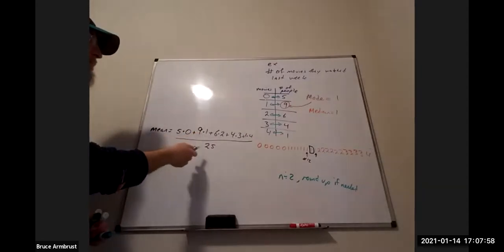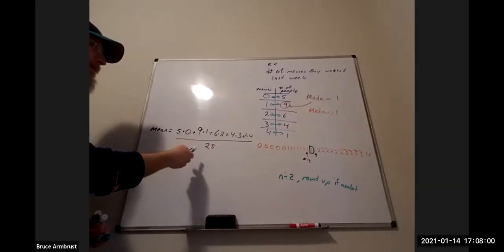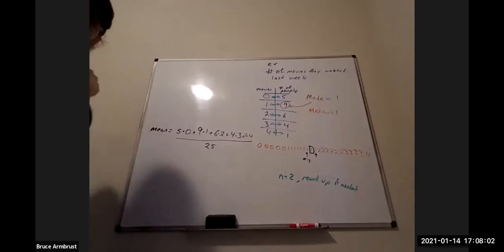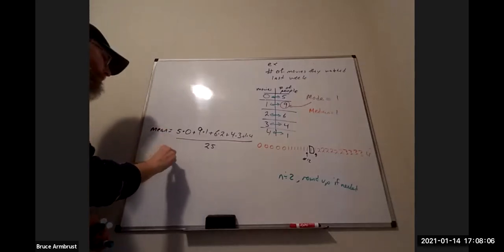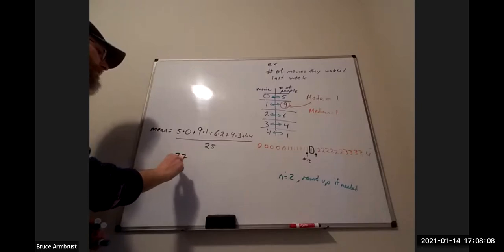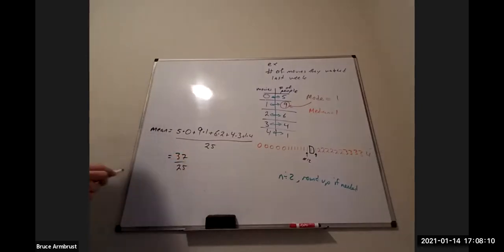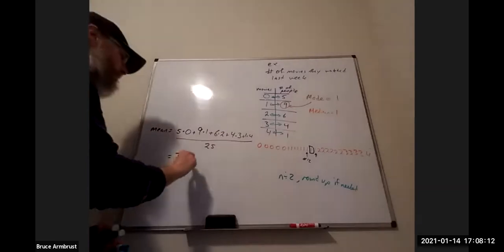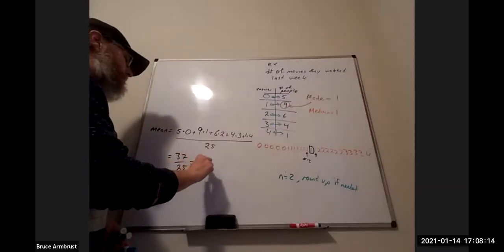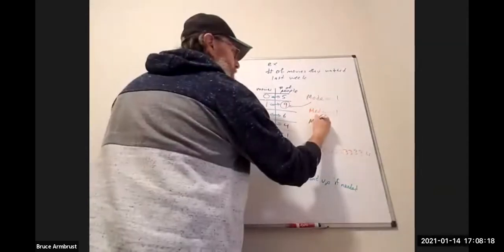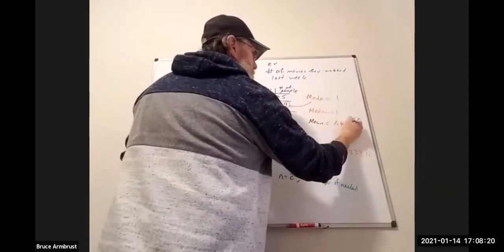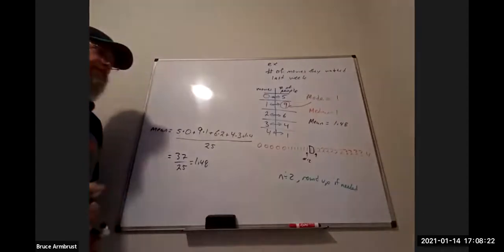All right, so if you add all these up, I forget what you get. You get 37 25ths. So adding all those up gets you 37. We're still dividing by 25, which is 1.48. So our mean is 1.48.